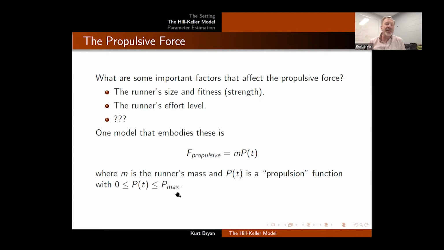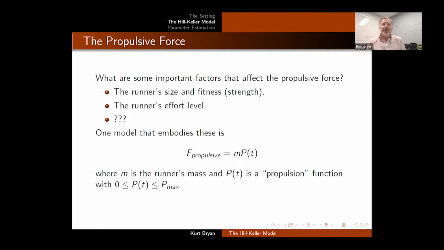P max is where the runner is exerting maximum effort to propel themselves. 0 would be no effort whatsoever. They're just standing still. By the way, in this model, there's no backwards. We're just going to make progress in the positive x direction. M here is the runner's mass. We assume, as part of the Hill-Keller model in its simplest form, that the propulsive force a runner can exert is in proportion to their mass, under the reasoning that somebody who's twice as massive can, all else being equal, exert twice as much propulsive force. So that is the entire propulsive force model right there.